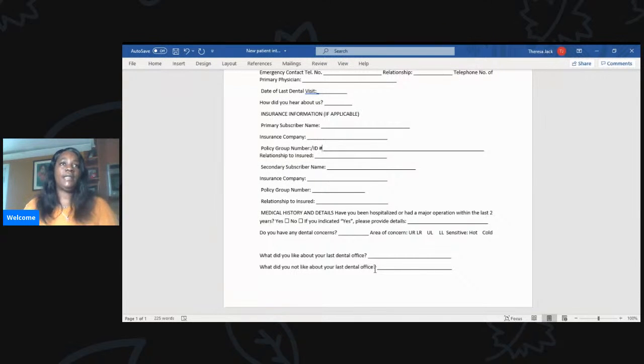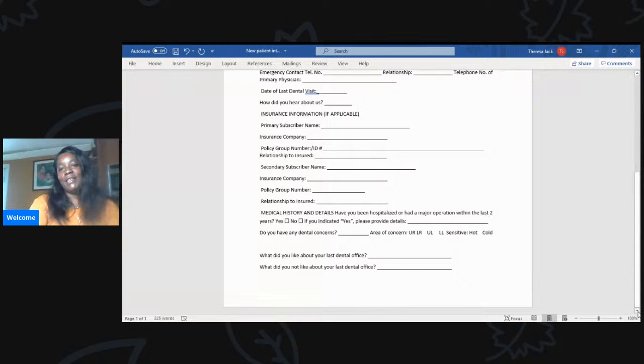If they say, well, I like the fact that they were nice and friendly and they always offered me coffee, or whatever the case may be, then those are things we can make sure we're doing for the patient when they walk into our practice. The second one, what did you not like about the dental office? It could have been, well, they never got my billing right, or they always ran late. Again, these two questions are great relationship building questions, so you can ask the patient and give them a great experience.